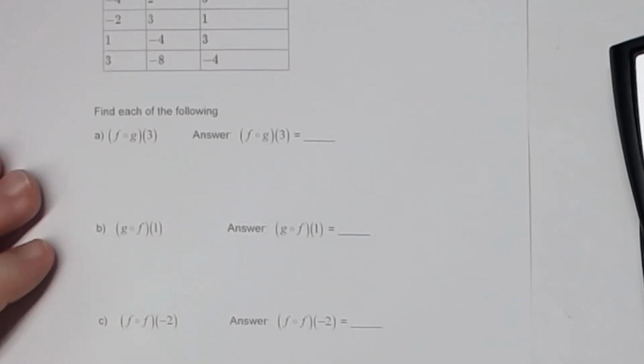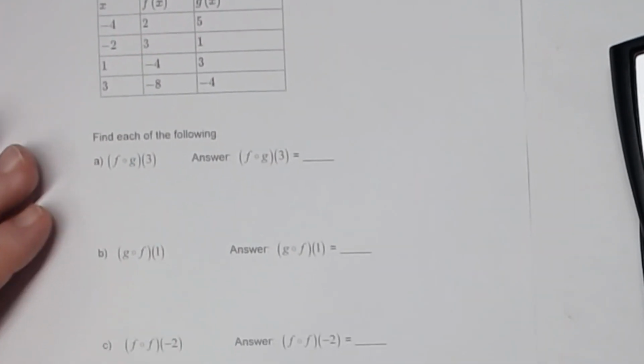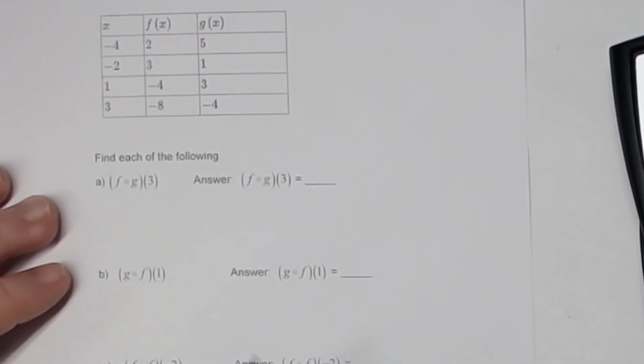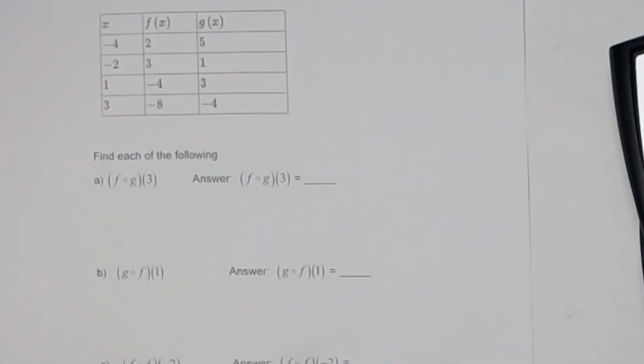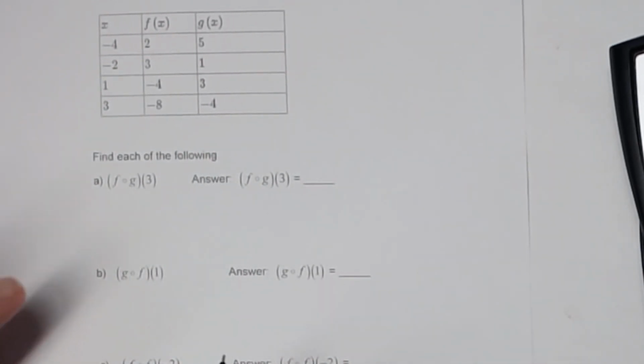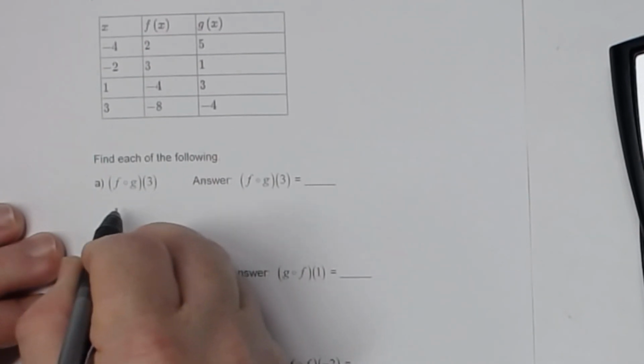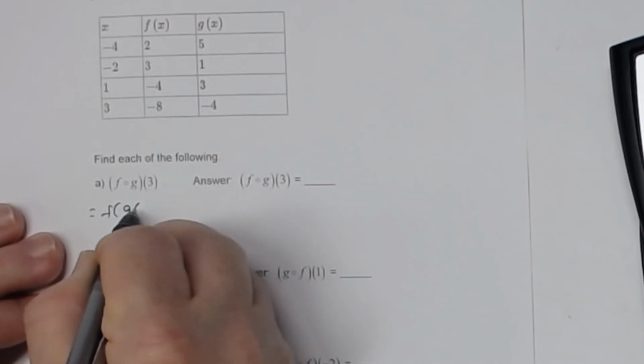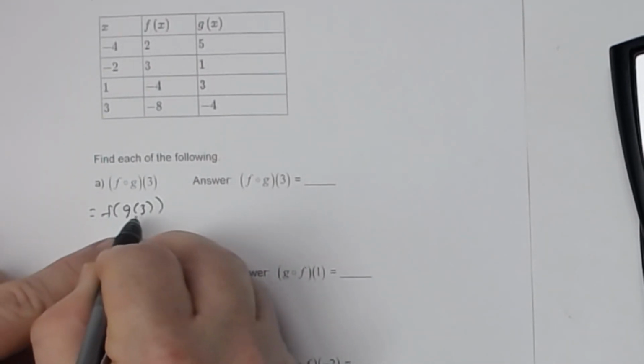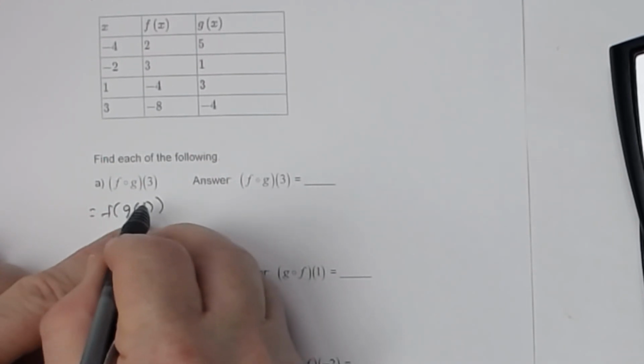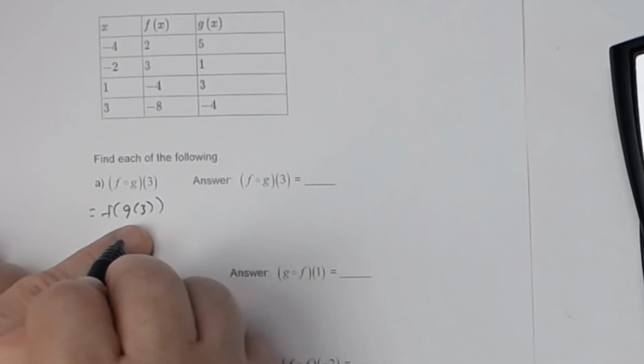Number 7. Number 7 is an easy problem to get, so those are easy points. You just have to know how to utilize the table. So again, notice I'm dealing with composition. So f composed with g of 3 means f of g of 3. Then we're going to find g of 3. So g of 3 means what's my y value when x is 3, right?